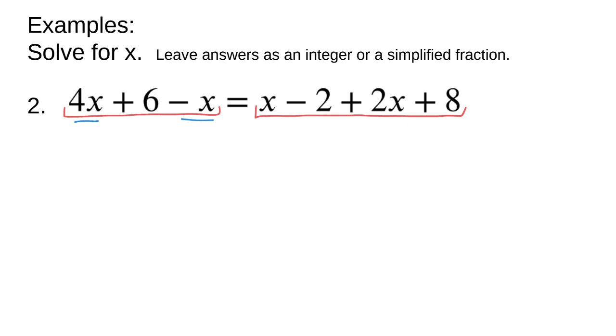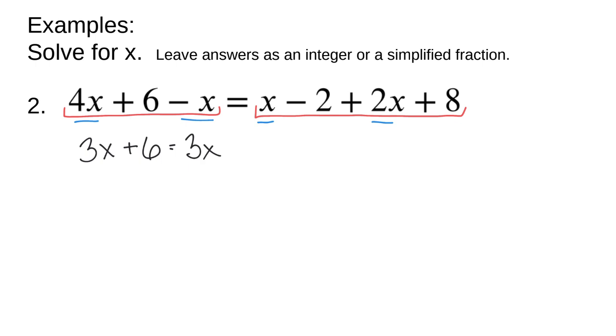Since they're already there, we can just put them together. 4x minus x is 3x. And I still have that plus 6 hanging out there. On the other side, I've got a couple more x's I could put together. This x is a like term with 2x. They're on the same side, so we can just put them together. x plus 2x is 3x.